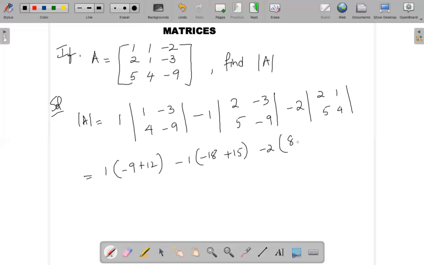Minus 18, and this is plus 15, correct? 8 and minus 5, right? So this will be 3, okay? And this will be minus 1 into minus 3 and minus 2 into 3. So finally, we get that as 0.